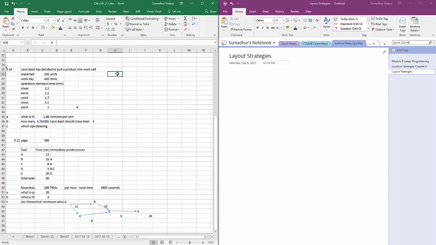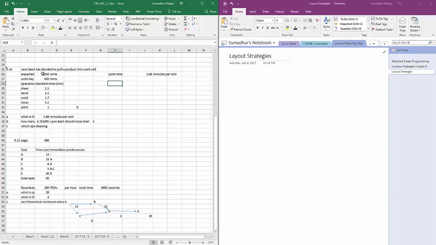So if we know that cycle time or takt time is given as the total number of minutes available in the workday, which is 420, and I'll reference the cell so in case something changes I don't have to redo it, divided by the expected number of units, 250. So this is in minutes per unit. This is how many minutes we should be spending in making one unit.